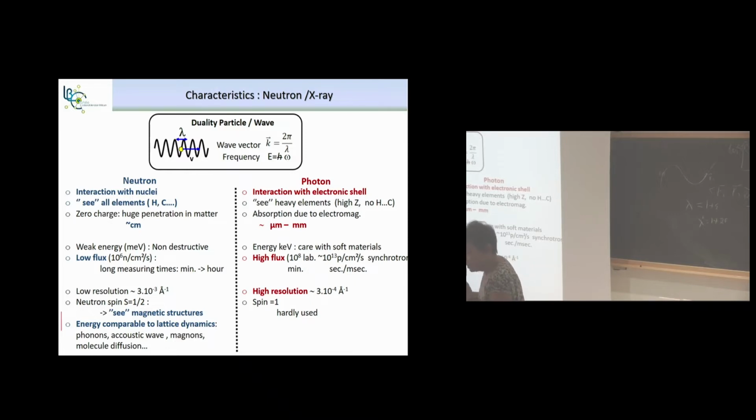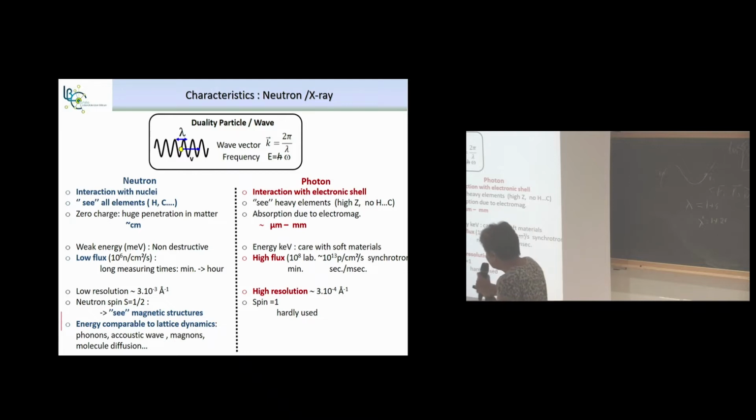Neutrons have a low resolution, whereas X-ray has a very high resolution. And neutrons also possess a spin that is not much used in the case of soft matter, but it sees all magnetic arrangement of the system, which is very hard to see with X-ray.